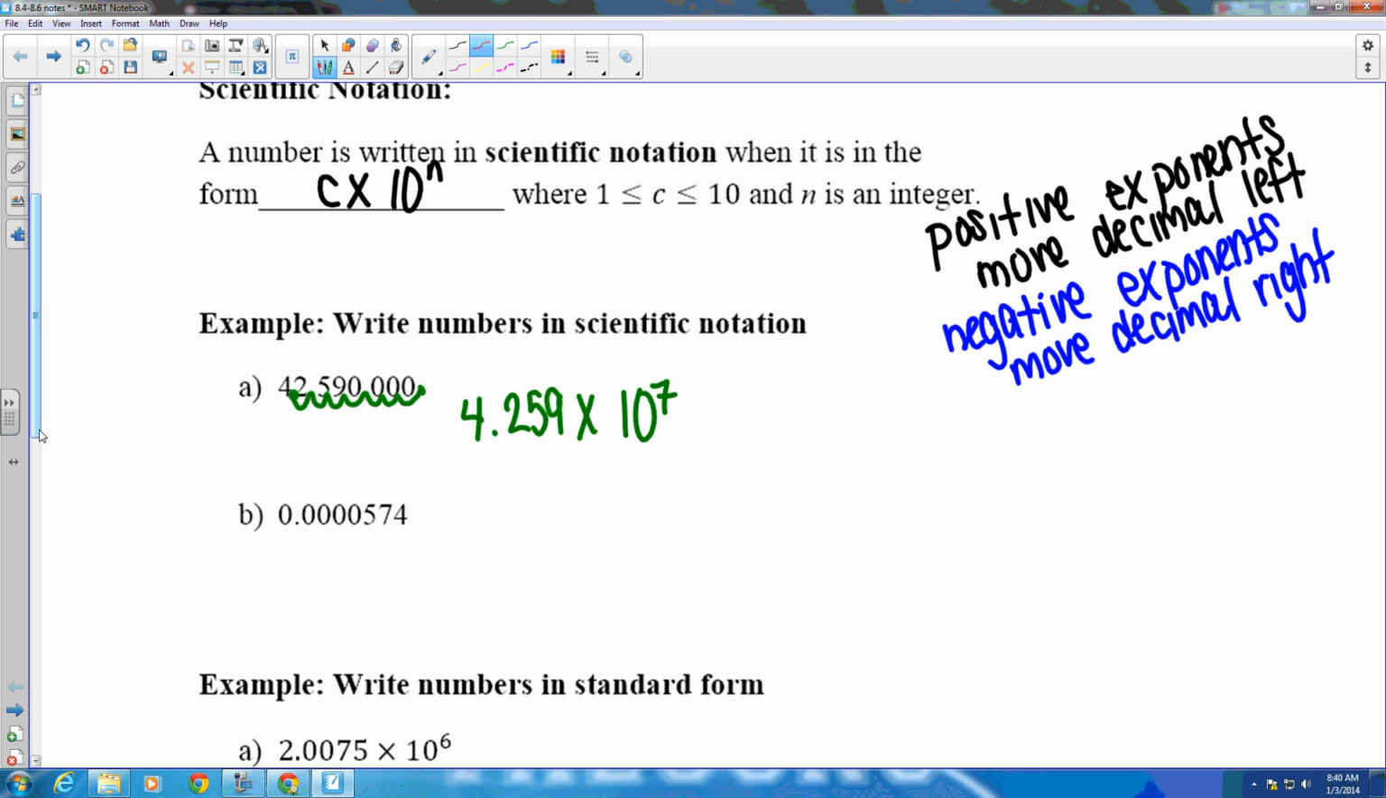For B, I'm going to start where the decimal place is, and then I'm going to move the decimal to get between 1 and 10. 1, 2, 3, 4, 5. 5.74 is between 1 and 10. So our answer is 5.74 times 10 to the, we have to figure out what the exponent is. I moved it to the right, so it's a negative exponent. 1, 2, 3, 4, 5, to the negative 5. Okay, so if you have a negative exponent, you know it's going to be a small number. If you have a positive exponent, you know it's going to be a big number.